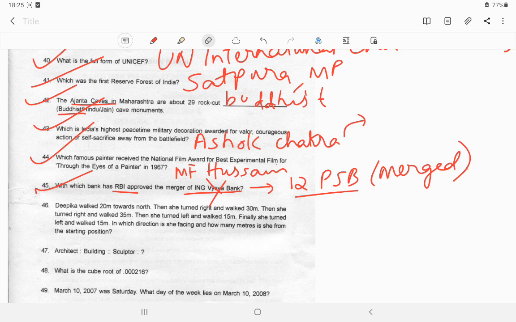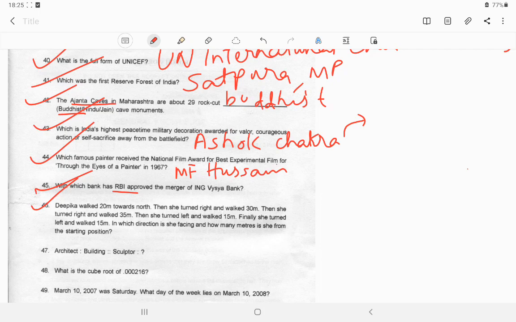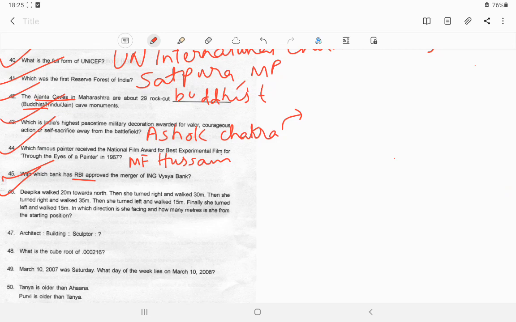Now, next, let us go to the numericals, that is problem solving. Deepika walked 20 kilometers towards the north. For example, this is Deepika's first position, A. Going north, she reaches point B after 20 kilometers. Then she turned right, and she reaches point C after walking 30 kilometers.